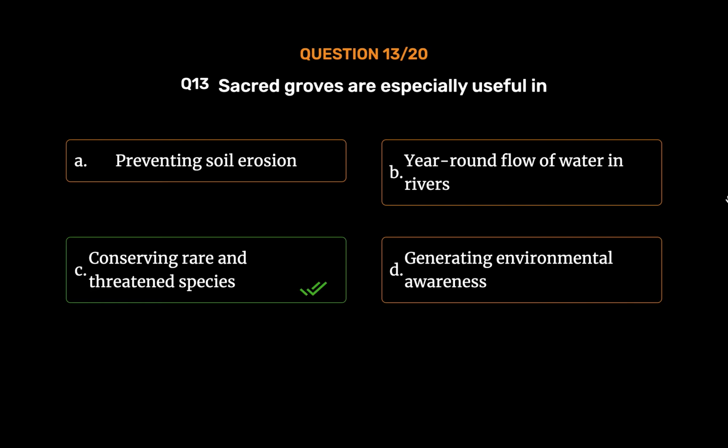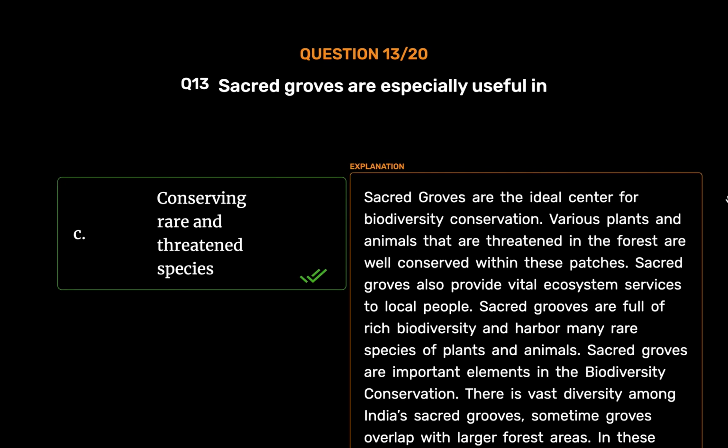Conserving rare and threatened species. Sacred groves are the ideal center for biodiversity conservation. Various plants and animals that are threatened in the forest are well conserved within these patches. Sacred groves also provide vital ecosystem services to local people. Sacred groves are full of rich biodiversity and harbor many rare species of plants and animals. Sacred groves are important elements in the biodiversity conservation.